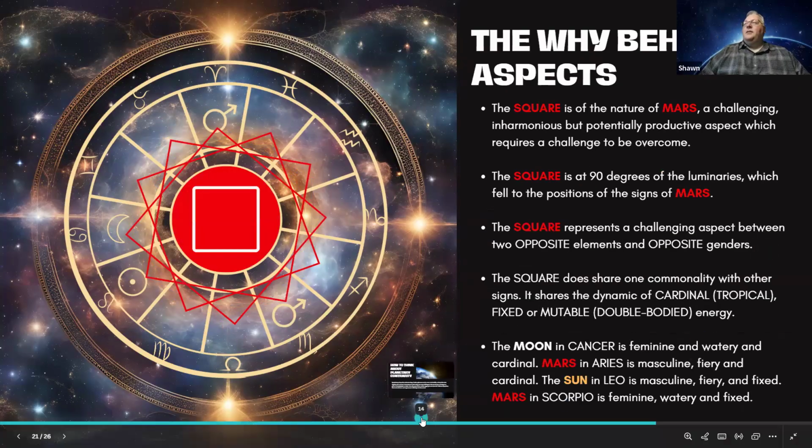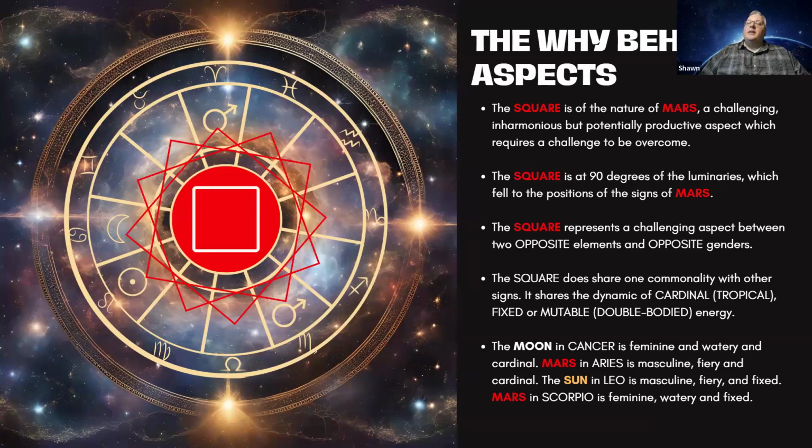Mars is, like we talked about, the square. A square is any aspect that's at a 90-degree angle. So we get the nature of the square because the signs of Mars were 90 degrees or 3 signs away from the moon and the sun. This is why I love the Thema Mundi. It makes it so simple, you guys. It's just mind-blowing how foundational this concept is.